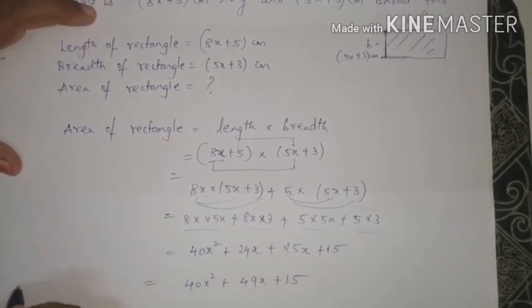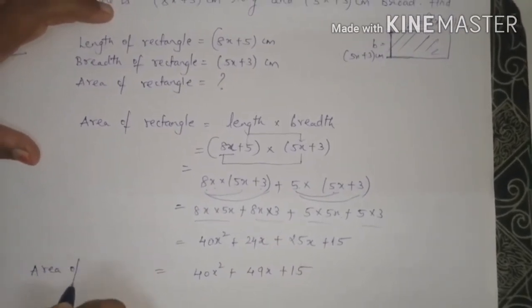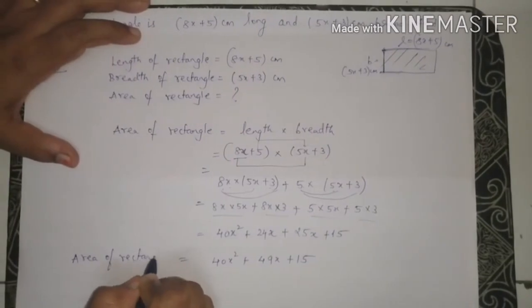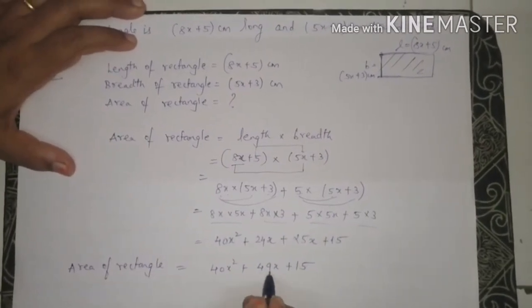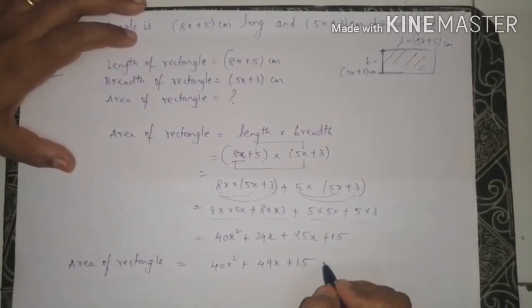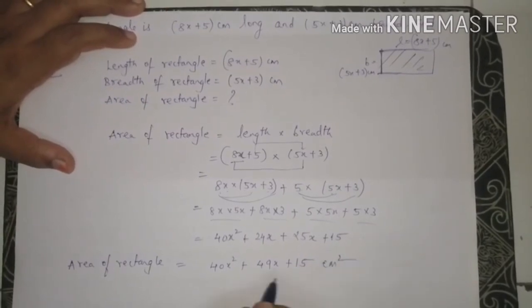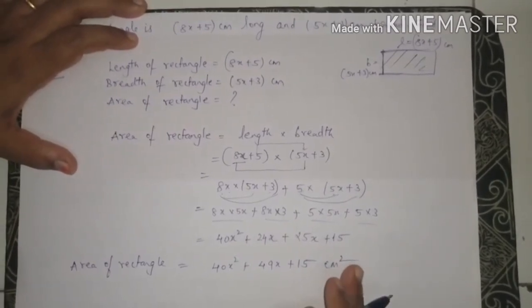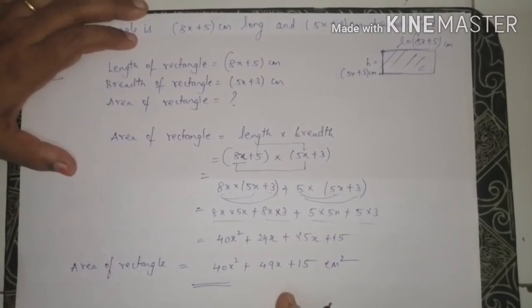So this is your area. So what is the area of rectangle? Area of rectangle is equals to 40x square plus 49x plus 15 centimeter square. This is area's unit, centimeter square. So this is our final answer.